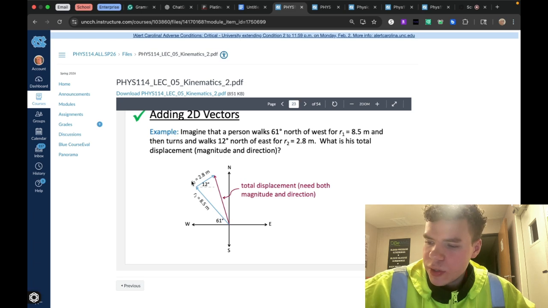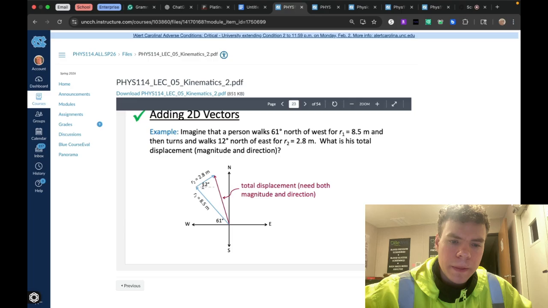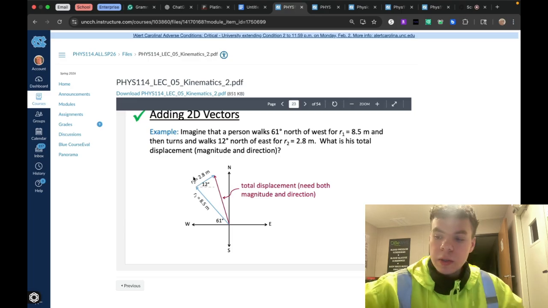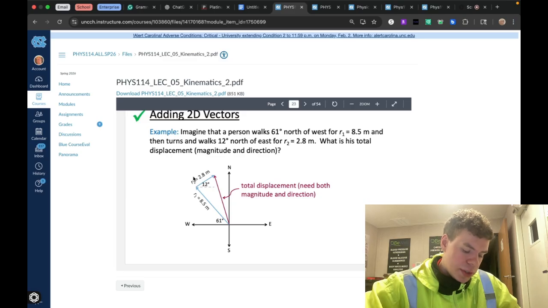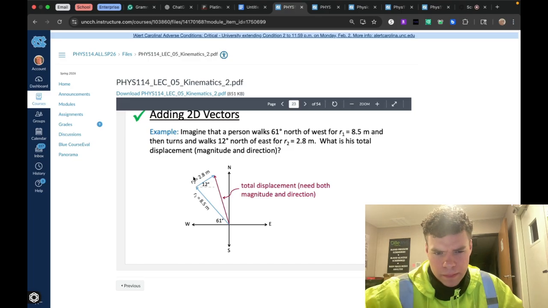And we know that this is 2.8. So to find the x displacement of this triangle, so to find this distance here, we would do 2.8 cosine of 78. Well, that doesn't make sense.